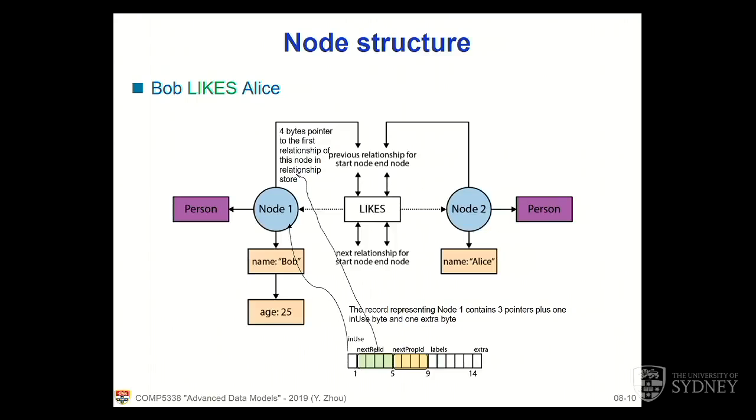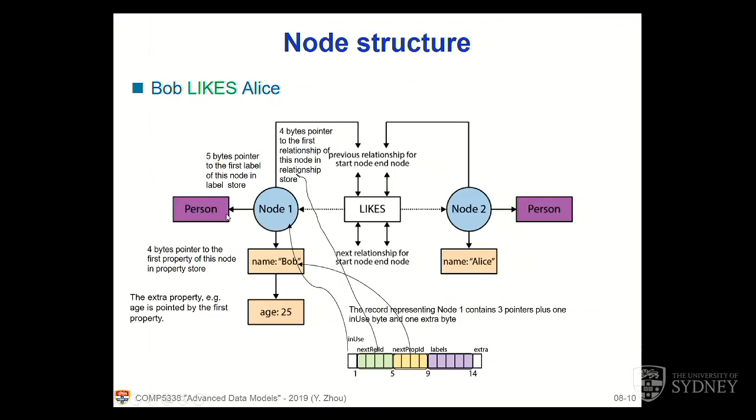And then we have 4 bytes to store the property ID. Assuming the first property is name, that's basically the stored ID of this one. From here, there's no direct link to the other properties. So if you want to find all the properties, you have to follow the property links. You find the first one and then go to the second one. So this is the pointer to the first property. And then we have a 5-byte pointer to the label, the first label of this node in the label store, and here it is the only one. The actual property, like age, is linked here. So in the record representing this property, there will be a link pointing to the next property.